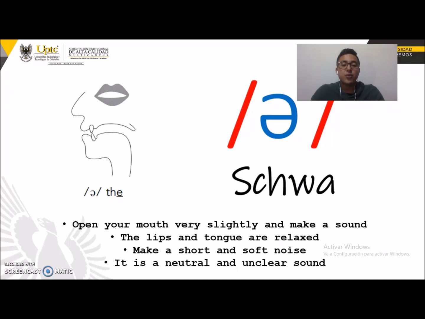Some characteristics you need to take into account when you pronounce this phoneme: number 1, you need to open your mouth very slightly and make a sound. Second, the lips and tongue are relaxed, which means you're not going to make any effort when pronouncing this sound. Number 3, you have to make a short and soft noise. And at the end, it's a neutral and unclear sound.